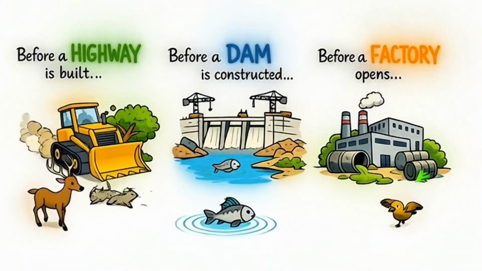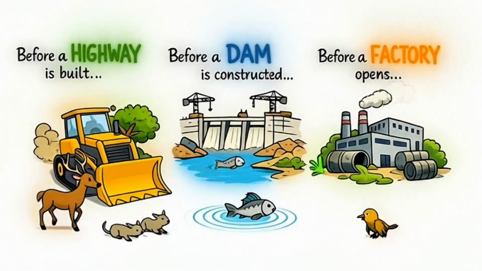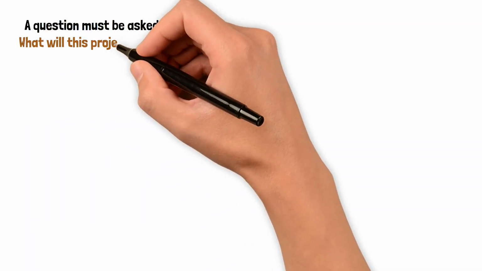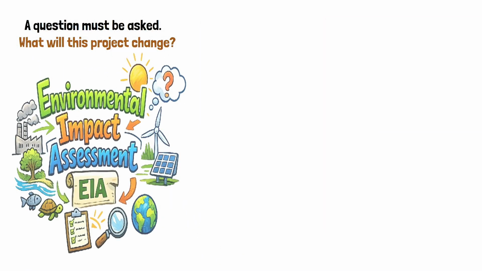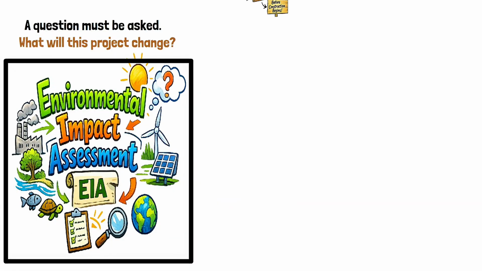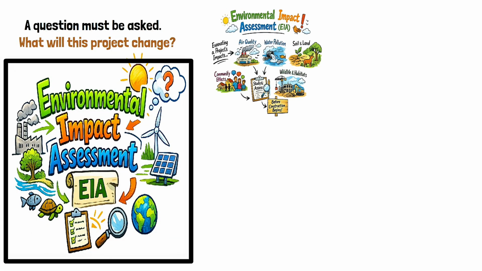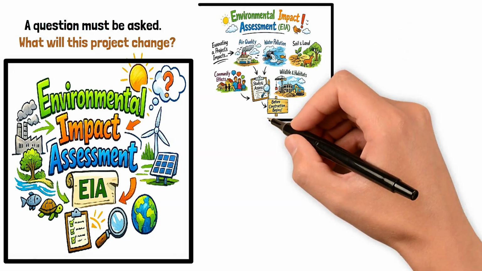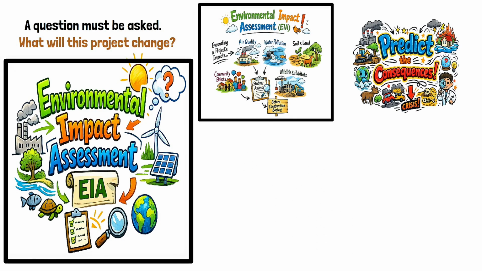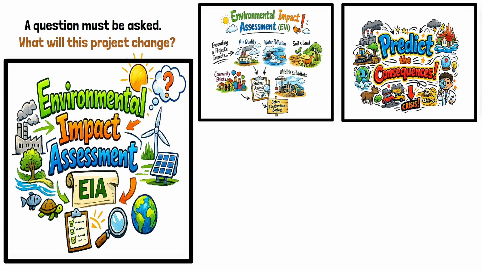Before a highway is built, before a dam is constructed, before a factory opens, a question must be asked. What will this project change? That question is answered through an environmental impact assessment, or EIA. An EIA is a structured process used to evaluate how a proposed project may affect air, water, soil, ecosystems, and communities before construction begins. It's not about stopping development, it's about predicting consequences.